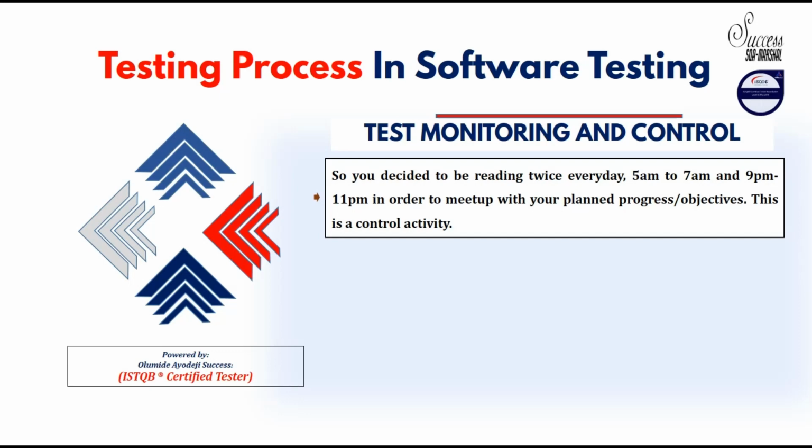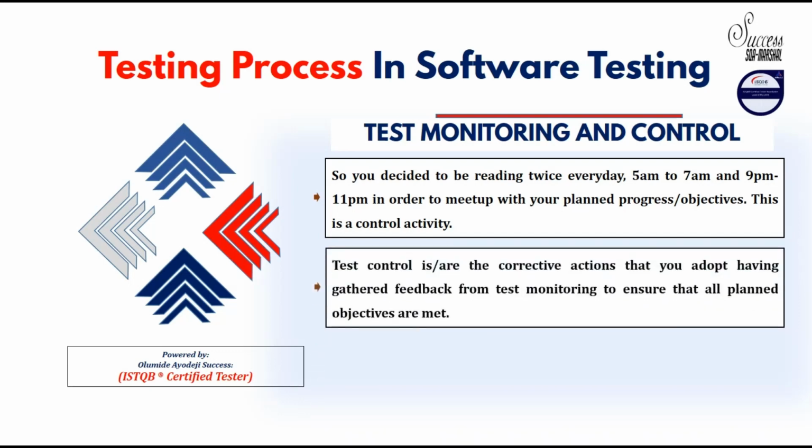So usually a control activity is a correction, all right? Test control is the corrective actions that you adopt, having gathered feedback from test monitoring, to ensure that all planned objectives are met. So that will be all for test monitoring and control, and thanks for watching this.